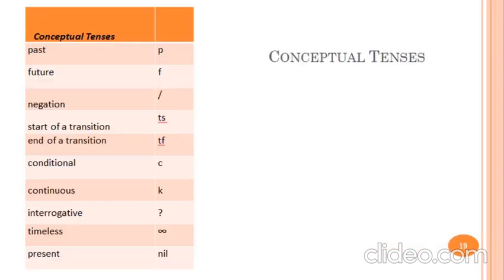Here are the representations for the tenses. P stands for past, F for future, a slashed symbol stands for negation, TS stands for start of the transition, TF stands for end of the transition, C stands for condition, K for continuous, question mark for interrogation, infinity symbol for timelessness, and nil for present.